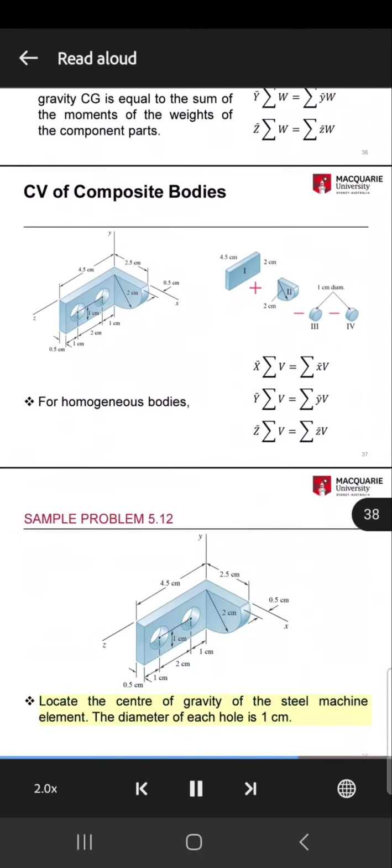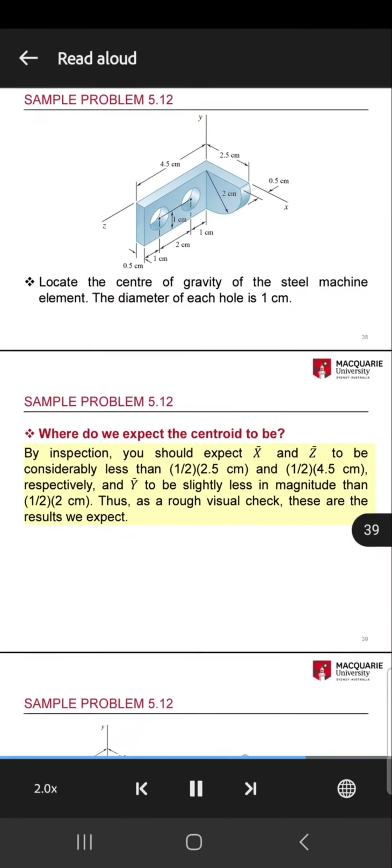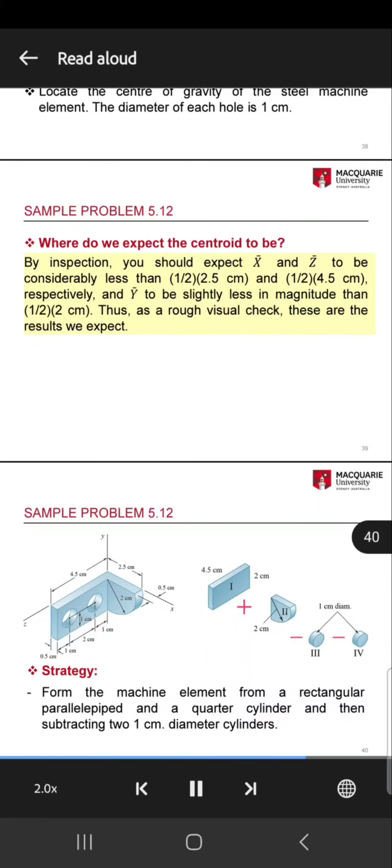Center of gravity of composite bodies. Locate the center of gravity of the steel machine element. The diameter of each hole is 1 centimeter. Sample problem 5.12. Where do we expect the center to be? By inspection, you should expect x and z to be less than 1/2 of 2.5 centimeters and 1/2 of 4.5 centimeters respectively, and y to be slightly less than 1/2 of 2 centimeters.